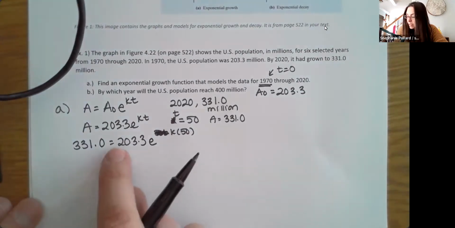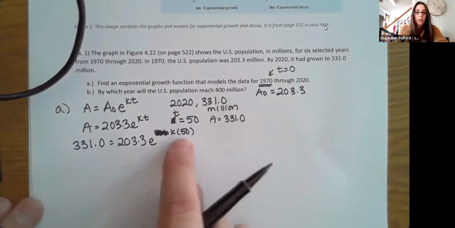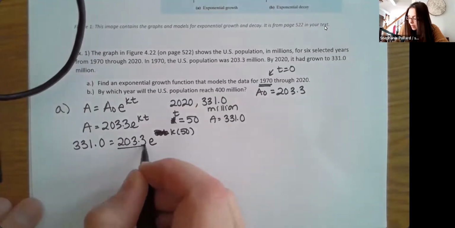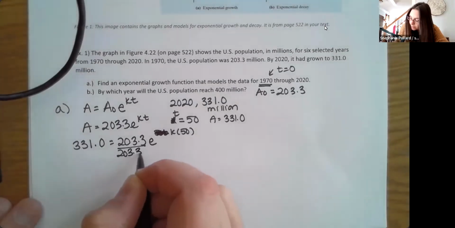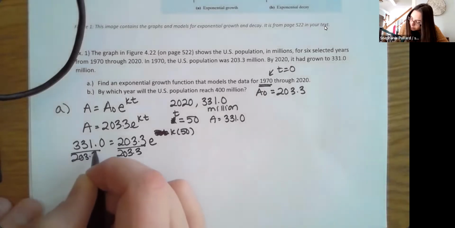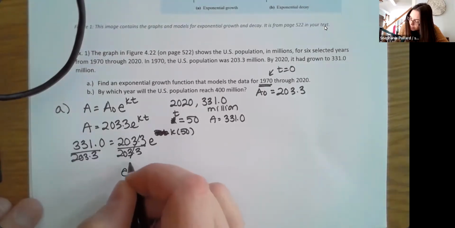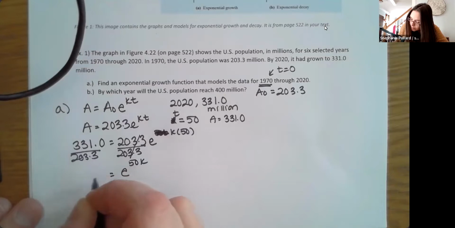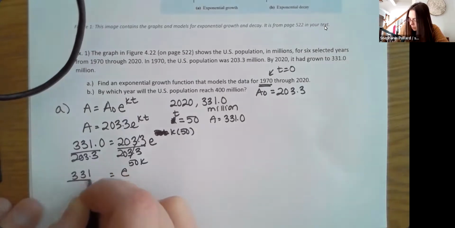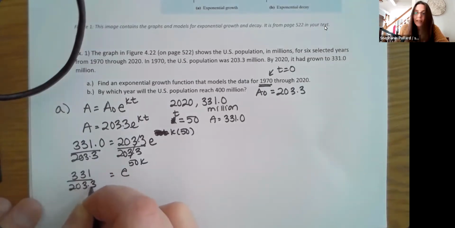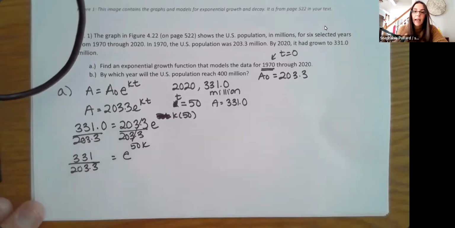Now think about this, when you have an exponential by itself, you do want to try to get the exponential alone first. So I'm going to go ahead and divide by 203.3 to start. So I have e to the 50k is equal to 331 divided by 203.3. I'm going to leave it in the fraction form for now because I do want my answer to be as accurate as possible. And now the exponential is by itself. So think about what other strategies we've learned. When we're getting stuck, we often take the natural log of both sides, and we're going to use that strategy here.